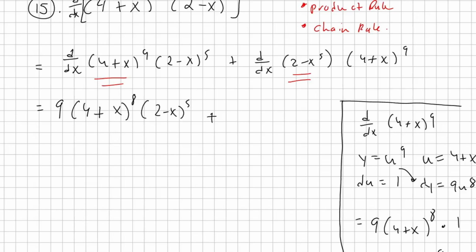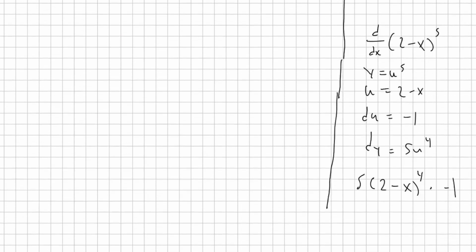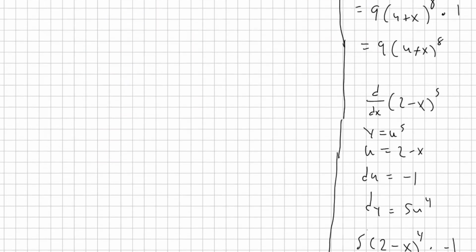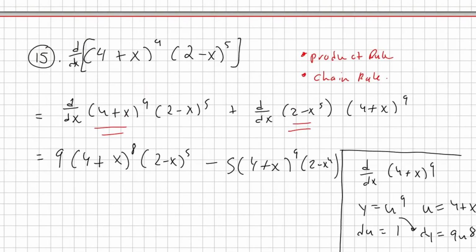Plus, actually, this is where I'm going to replace my plus with a negative, because of the negative 1. We're going to have 5 times (4 plus x) to the 9th power, right? And we're going to have (2 minus x) to the 4th. I just brought this 5 to the front. No other differences than that. It should basically act as the same exact equation. So this is going to be my final answer. You could probably simplify this further, but for now I'm just going to leave it like this.